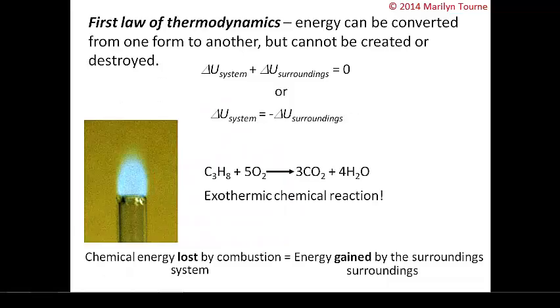So here it is again, the first law of thermodynamics. It says energy can be converted from one form to another, but it can't be created or destroyed. Now we've told you that the symbol for internal energy is U. And we have also learned about systems and surroundings. Remember that if something is given off from a system, then the surroundings must take that up. Remember, that was the first video.